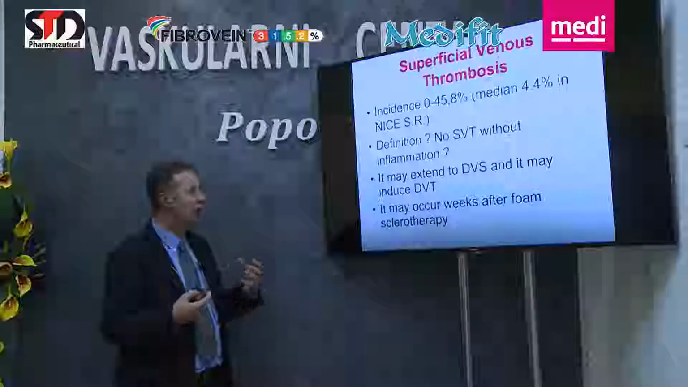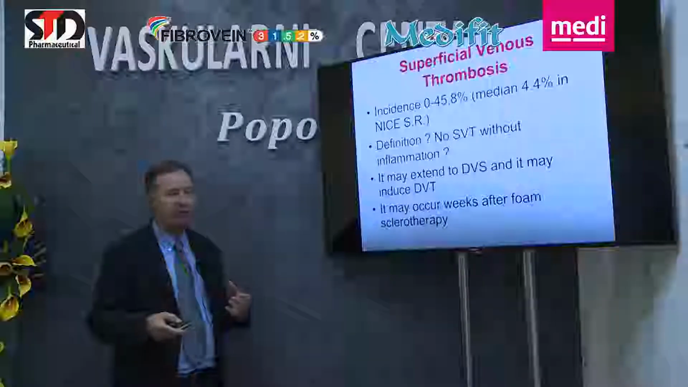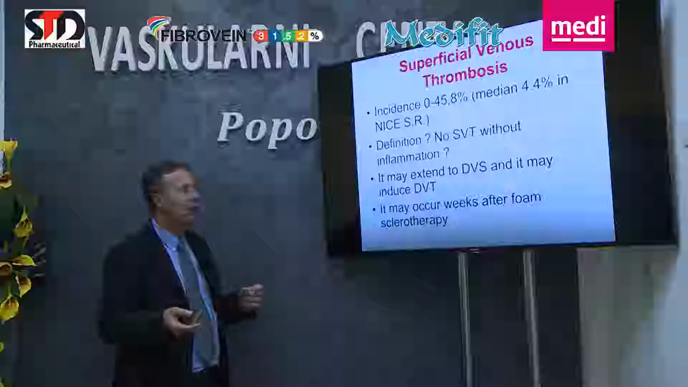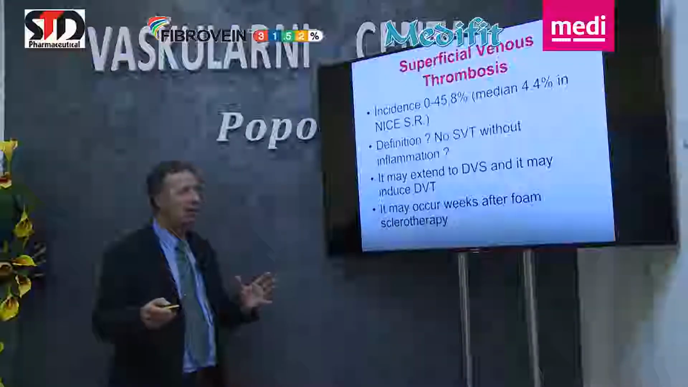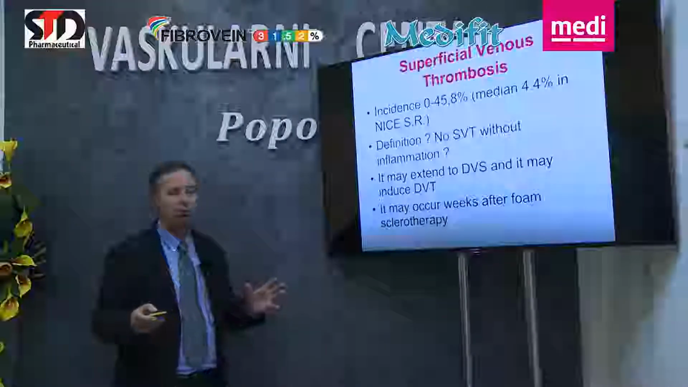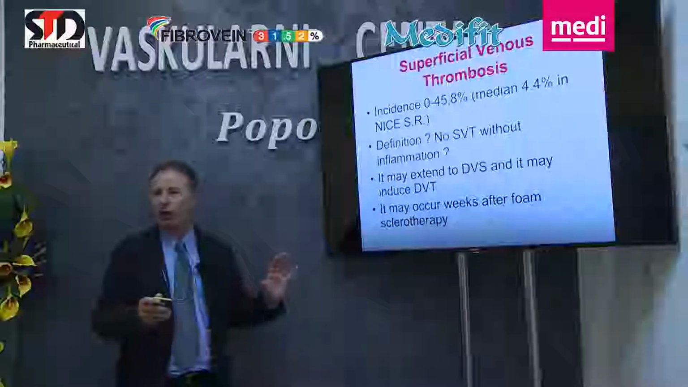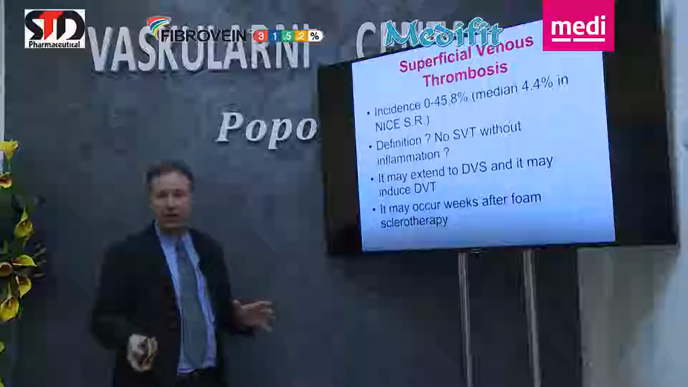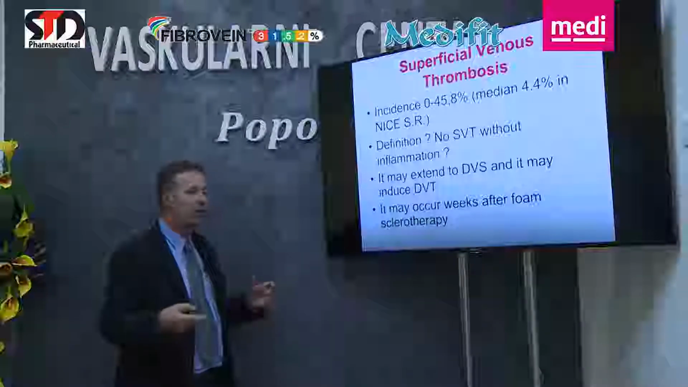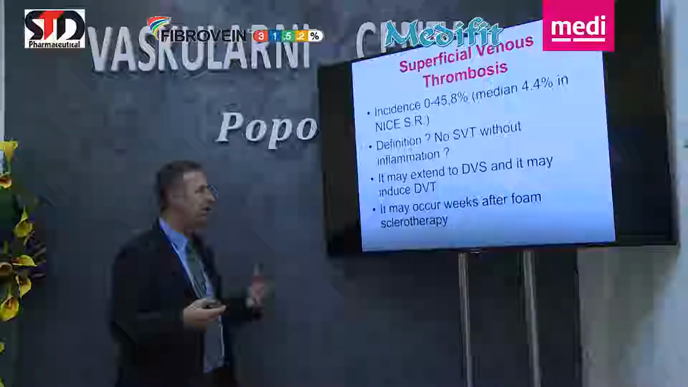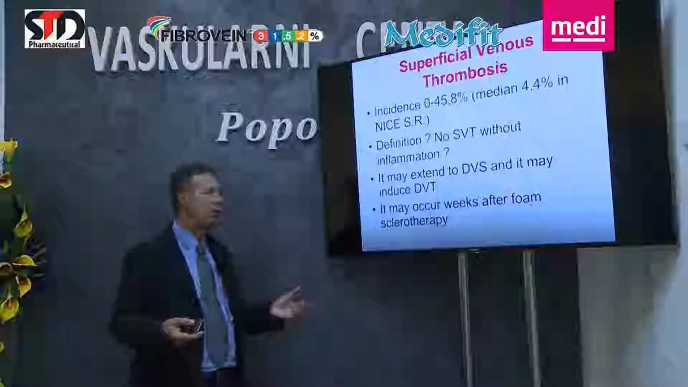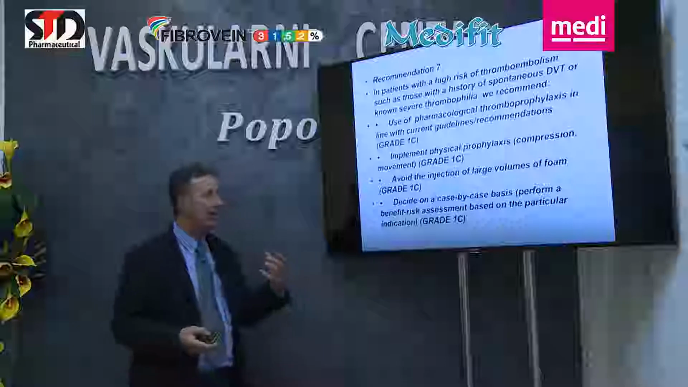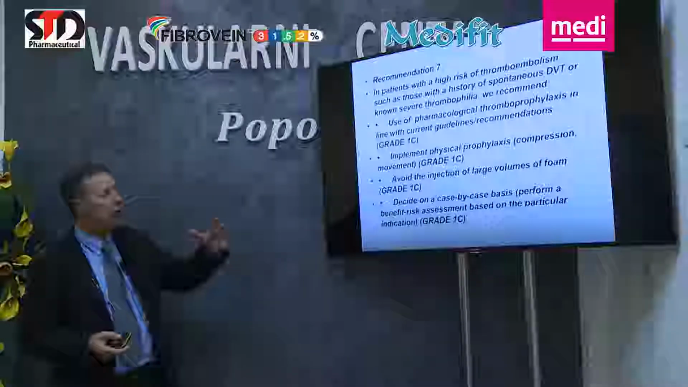Anyway, in the NICE assessment, the review I showed you before, they basically had a median incidence of 4.4%, which is quite reliable, let's say. So it could extend to the deep venous system, and it could become a DVT, we know it, and it may also occur weeks after foam sclerotherapy. So let's come now to what we could do.